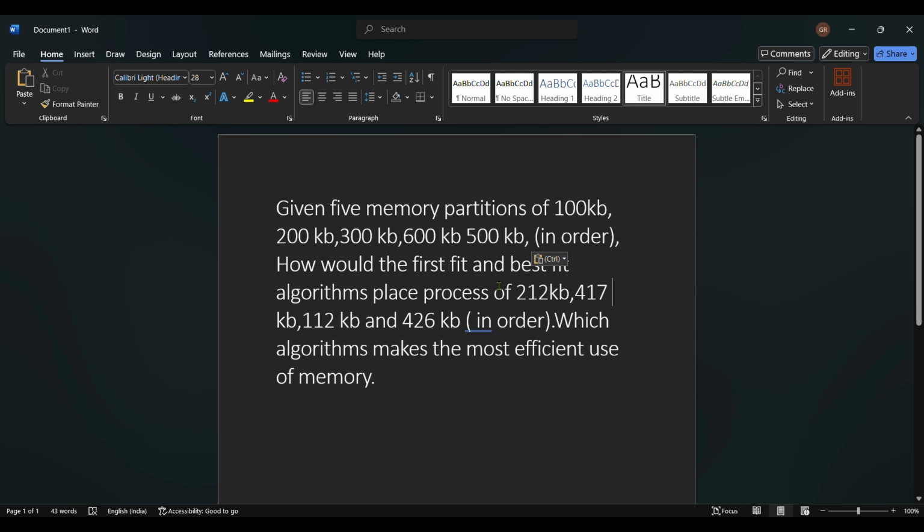How would the first fit and best fit algorithms process 212 KB, 417 KB, 102 KB and 426 KB? That is the order. Which algorithm makes the most efficient use of memory?